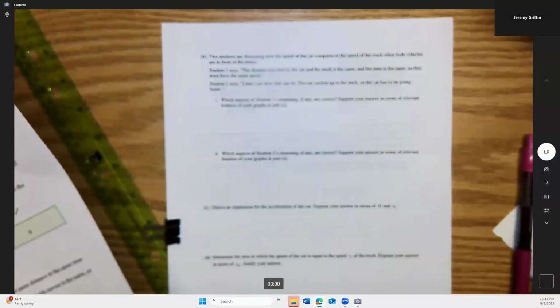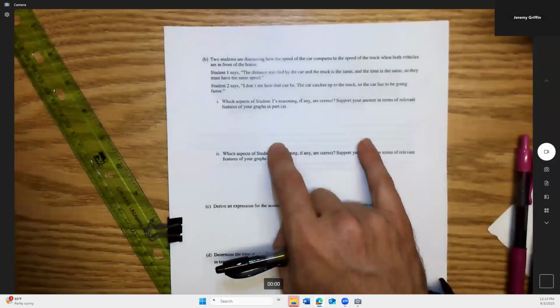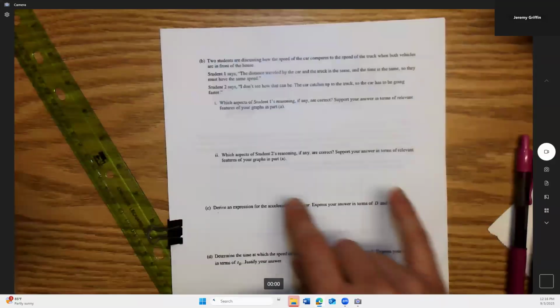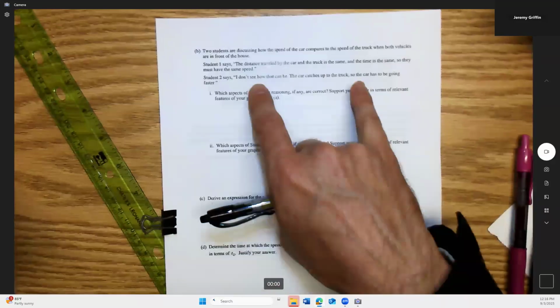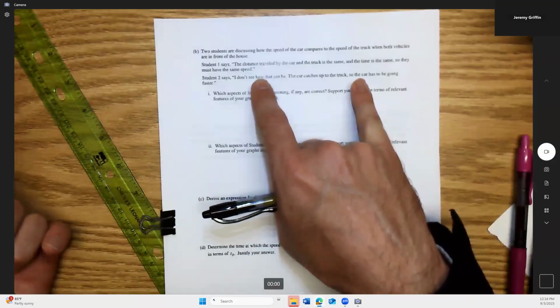In fact, that means they have the same, not instantaneous speed, but what kind of speed? Average speed. In fact, if you said that too, that could help support that. How about here, let's look at double I. Student 2 said, I don't know how that could be. The car catches up, the car must be going faster. Is that also true? Yeah, but he's not talking about average speed.